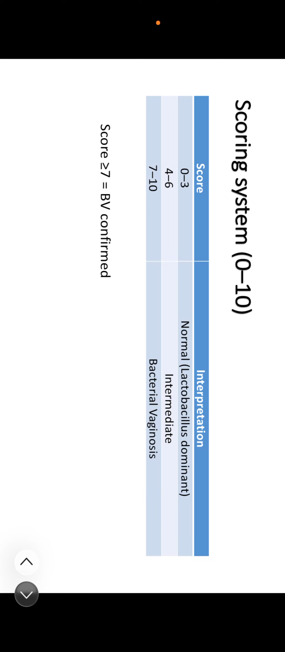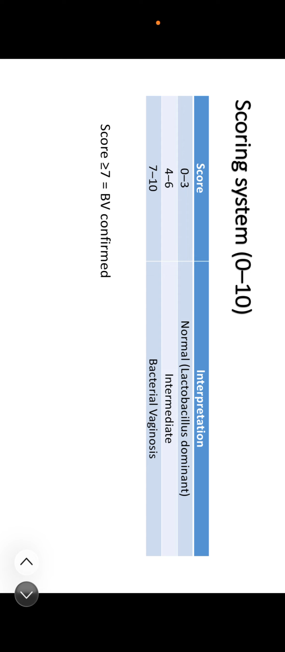Now, based on the assessment of the slide, the scores are provided. For example, if the flora is normal, so if you see normal long cylindrical shaped bacilli, then it is a score of 0 to 3. But if you see small and short bacilli at the same time, then it is given a score of 4 to 6, depending upon how much of the amount is present.